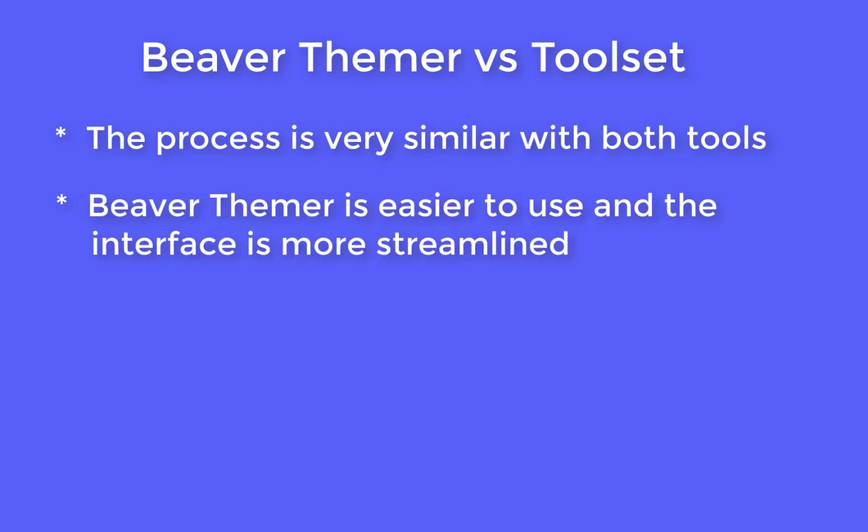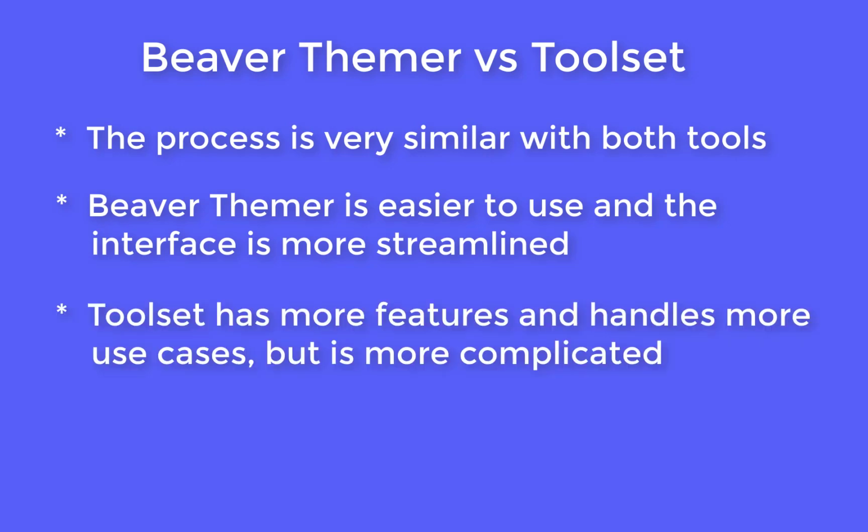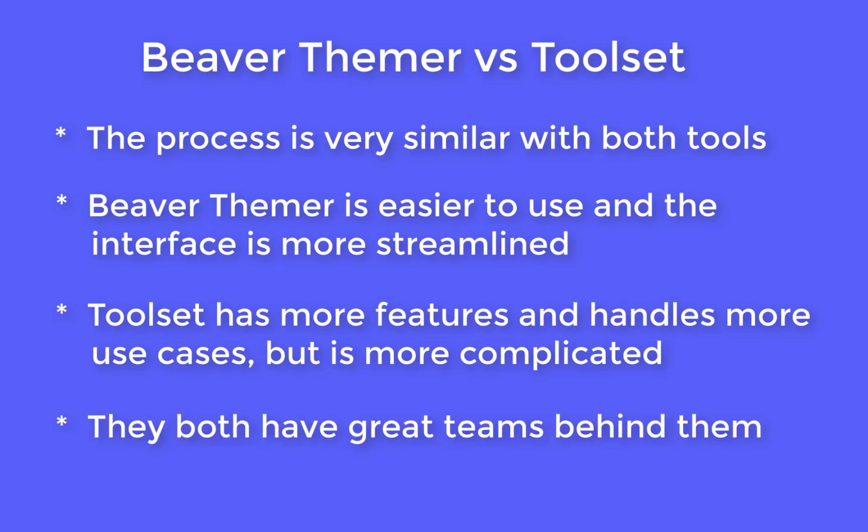The second thing I noticed is that Beaver Themer is easier to use and the interface is more streamlined. Maybe that's not surprising because it's newer. On the other hand, Toolset's been around for a while and it has more features and handles more use cases. But not surprisingly, it's also a little more complicated. In my experience, they're both great products and have great teams behind them.